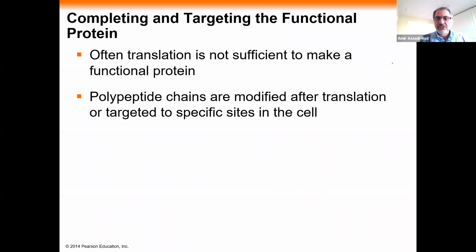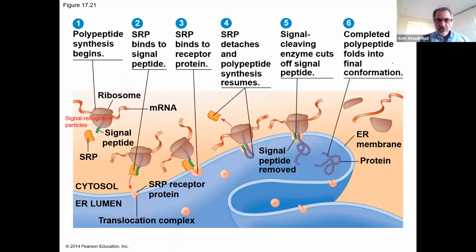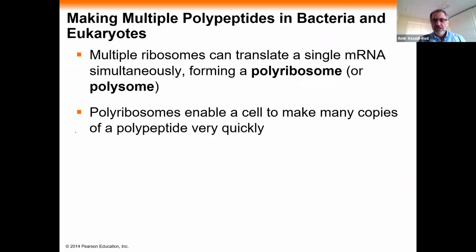Often translation is not sufficient to make a functional protein. It goes to the Golgi apparatus and gets remodeled, and so on and so forth. Right here, they're showing you either the rough endoplasmic reticulum or ribosomes. So signal recognition particles, they're right here. And they say the protein molecule needs to be folded and carbohydrates added, and so on. There is a lot that can be done either in the rough endoplasmic reticulum or the Golgi apparatus. All of those modifications happen in those.